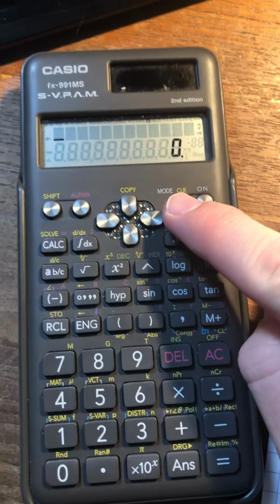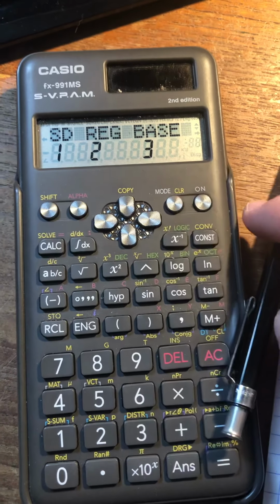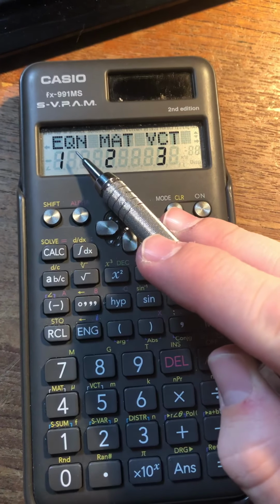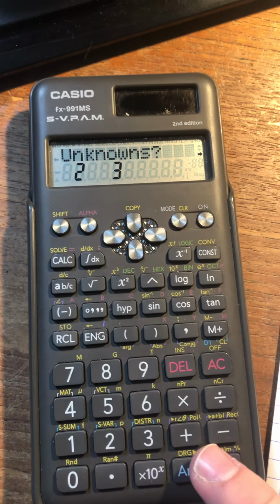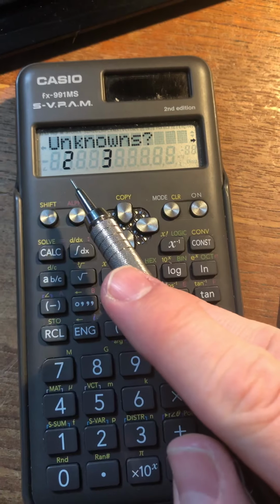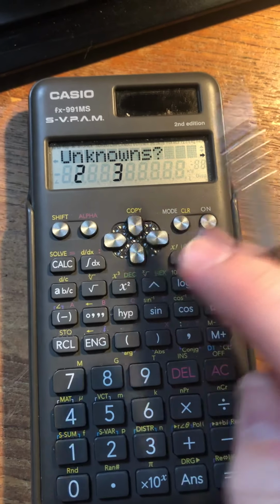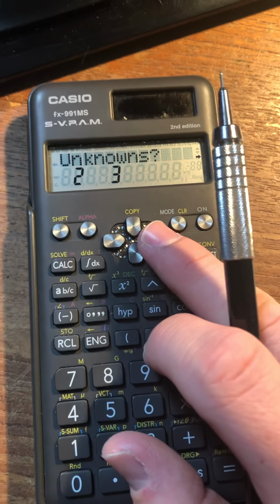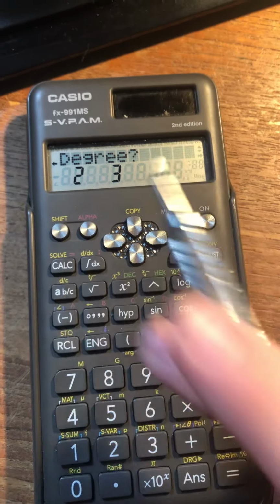So you go to the mode key and you'll click that twice, or 3 times, I guess. Click that, and then you want EQN. So we will hit a 1 to get that. Once you do that, these options come up. I think it could solve an equation with up to 3 unknowns, but that's not really relevant here because I only have 1 unknown. It's just 1 variable. So I'll click next over and look at the degree options.